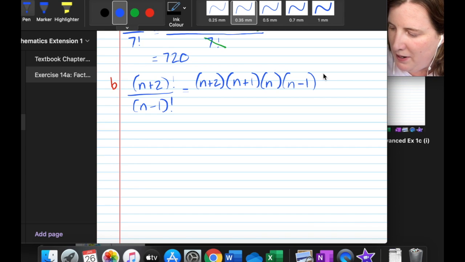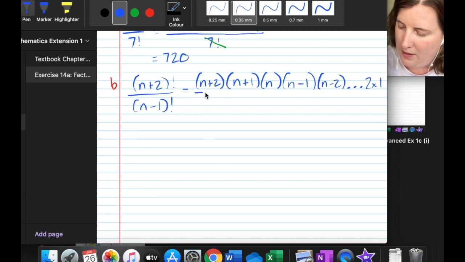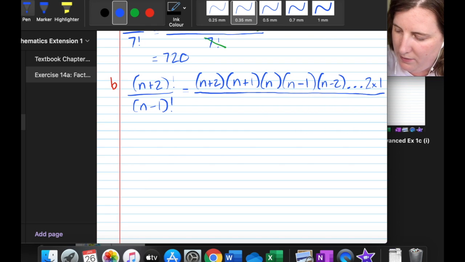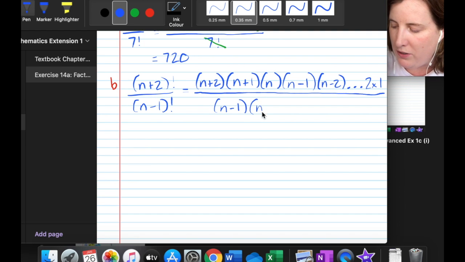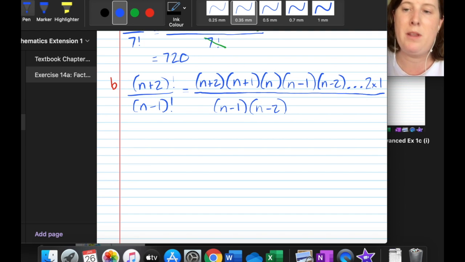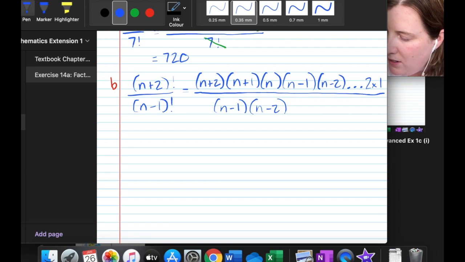So we've got our n minus 1, the number less than that, n minus 2, and you would keep going down all the way until it was like 2 and then 1. Now if we put that over, we've got our n minus 1. That's multiplied by the number less than that, n minus 2. That's multiplied by the number less than that, less than that, less than that. You'd keep going all the way down to 2 times 1.